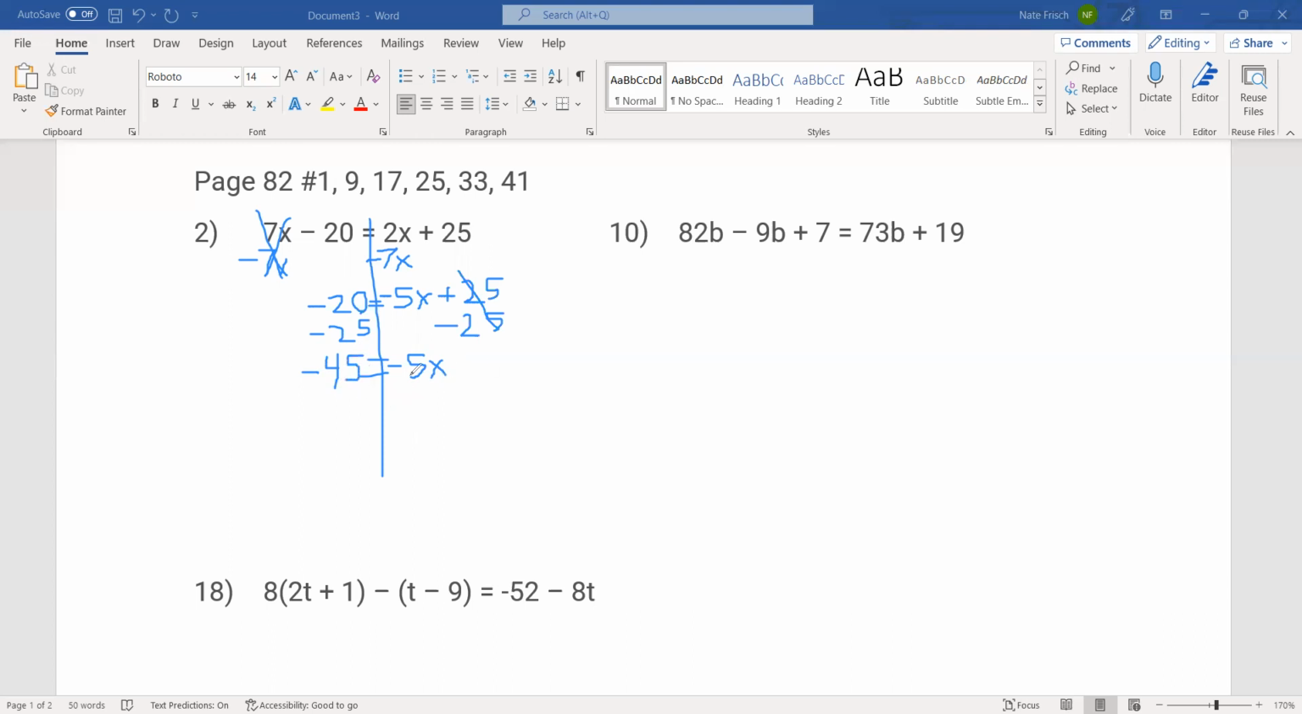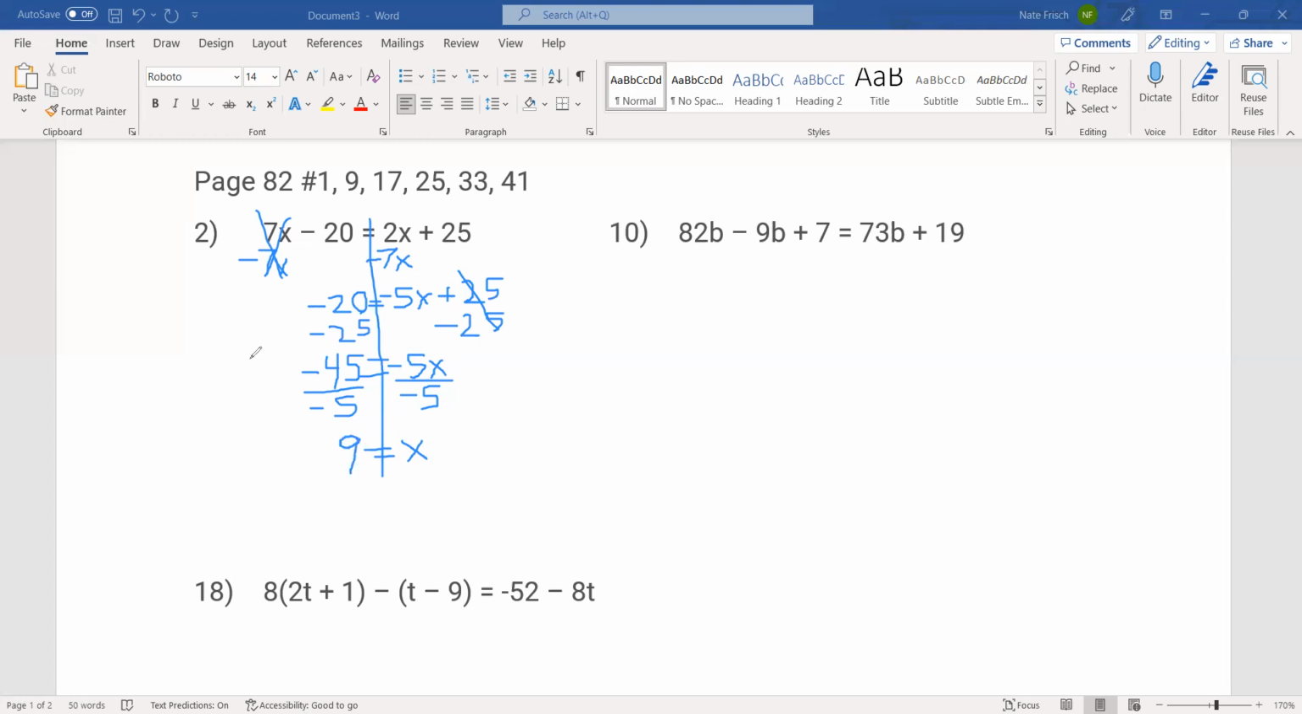All right, so I still need to get x alone. Right now it's being multiplied by negative 5. I'm going to do the inverse operation. I'm going to divide by a negative 5. And if it's negative, to undo it, I need to use a negative again. So divide both sides by negative 5. Negative 5 divided by negative 5 is 1. 1x is just x. Negative 45 divided by negative 5 is a positive 9.